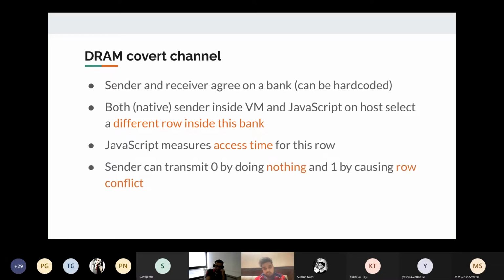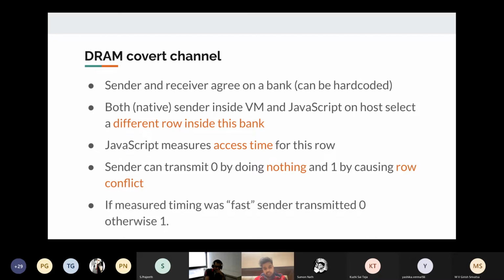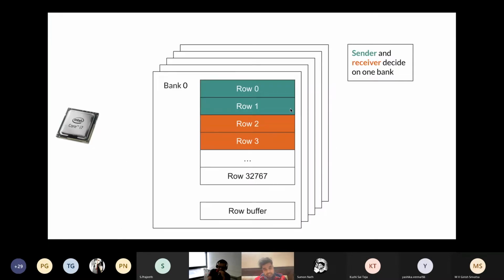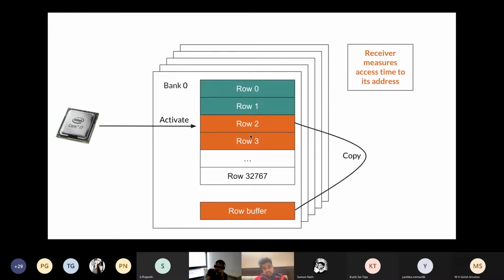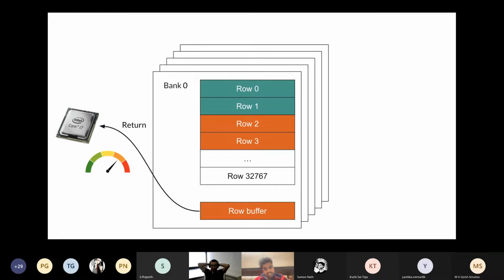If the sender wants to transmit 0, it will do nothing, and it will transmit 1 by causing a row conflict. We will see this through an animation. Basically, if access was fast, the sender wants to transmit 0, otherwise the sender wants to transmit 1. This is one bank, and the sender has chosen row 0 and row 1, and the receiver has chosen row 2 and row 3. The receiver accesses its row and measures the access time. Initially, the first access has high time because the row must be loaded into the row buffer. Repeated access has low access time because it is fetched directly from the row buffer.